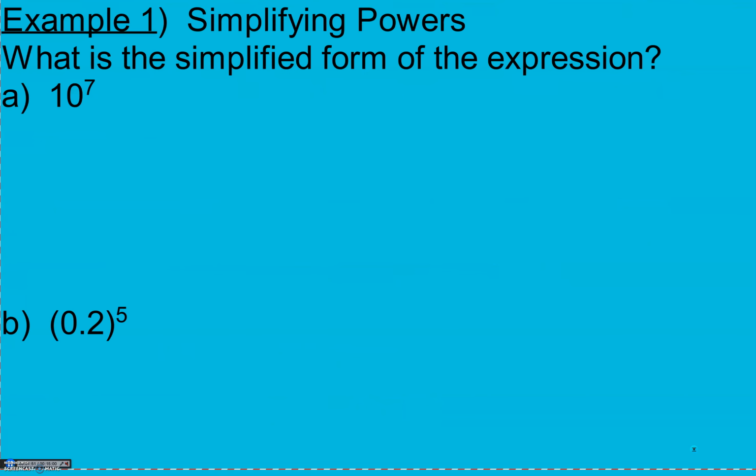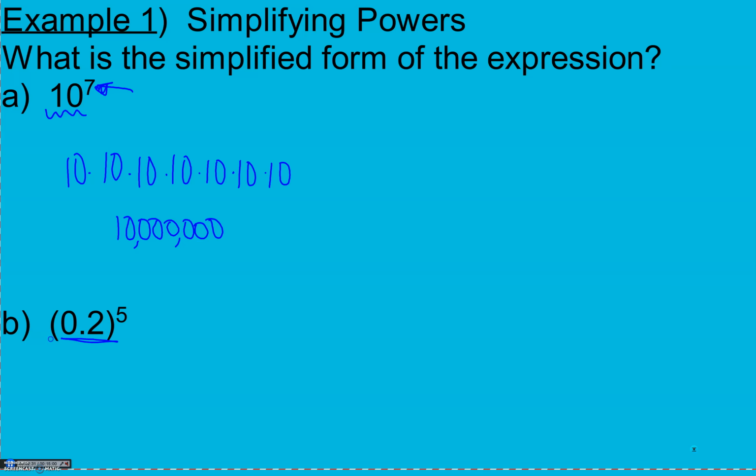In example 1, we're simplifying powers. So the simplified form for each expression is what we're looking for here. Our first step is going to be to write it out as repeated multiplication. So we take our base 10 times itself, exponent number of times. And I want you to do that every time just until we get more comfortable here and to get some practice. So 10 to the 7th power is actually 10 times itself 7 times, which is going to give me 7 zeros, or 10 million.